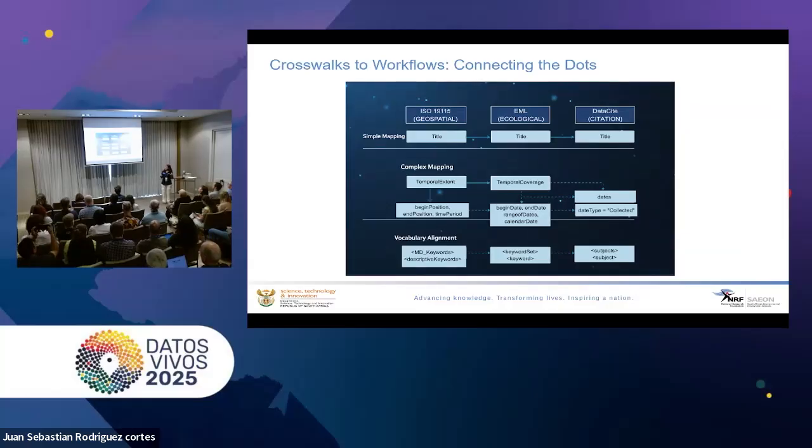As daunting as the spreadsheet was, this method really gave a clear picture of the relationships and the complexities between the different schemas. For example, some mappings were very straightforward. An example would be title. That was relatively easy to map across the standards as it had a one-to-one relationship. But then there were also more complex mappings where, for example, in ISO, one element might map to multiple EML elements and vice versa.